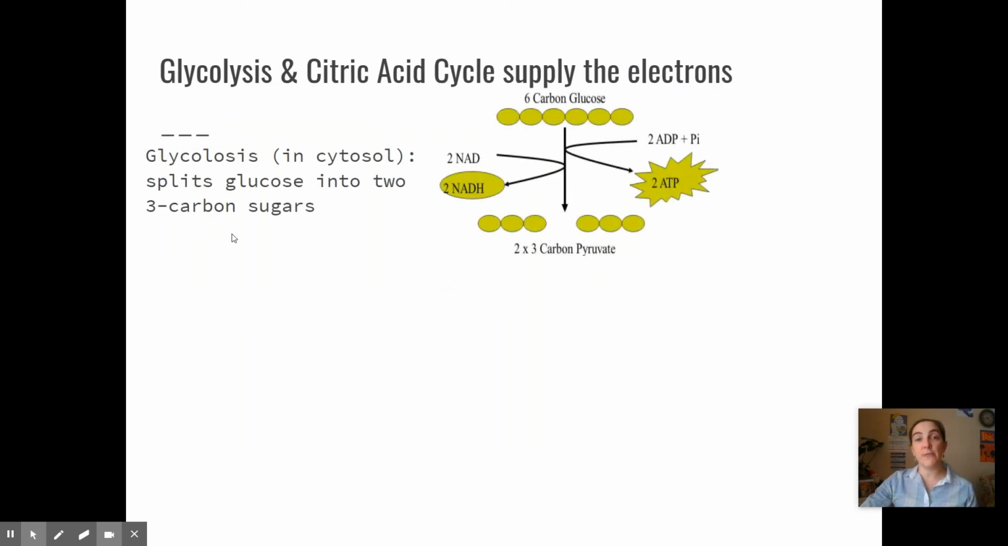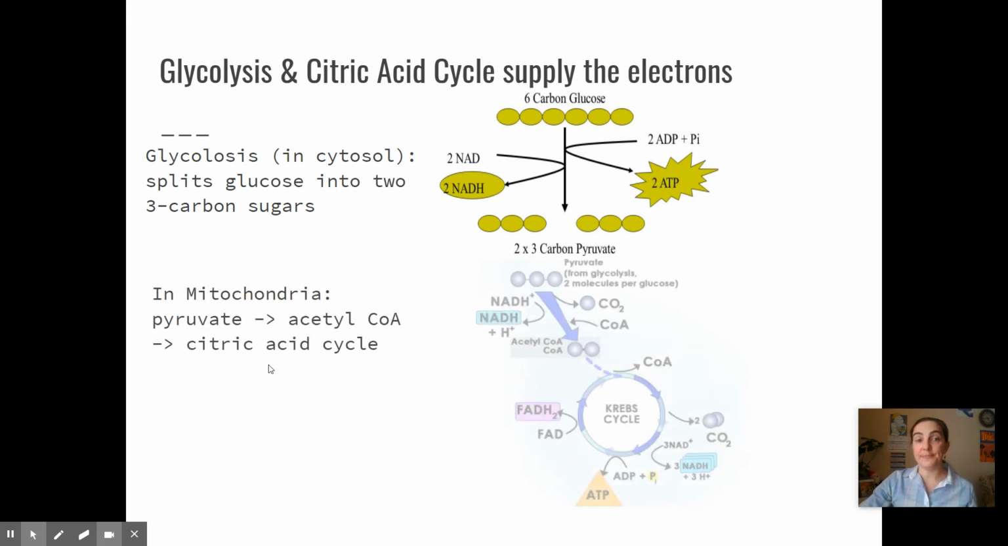Glycolysis is the very first step, which occurs in the cytosol. This word kind of tells you exactly what this means. Lysis, the second half of glycolysis, to lyse something means to break it, like a lysosome breaks things down. And here we're breaking glucose, so glycolysis. It takes glucose and splits it into 2 3-carbon sugars called pyruvate. In the process, it releases a little bit of ATP and also transfers electrons onto that NADH, that electron shuttle.